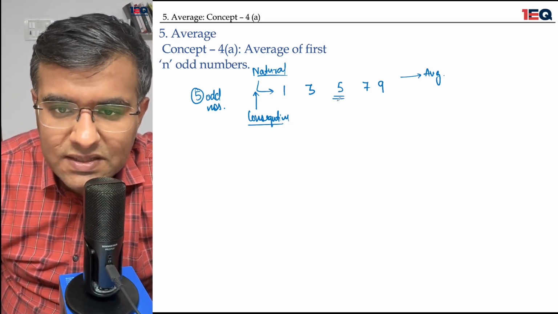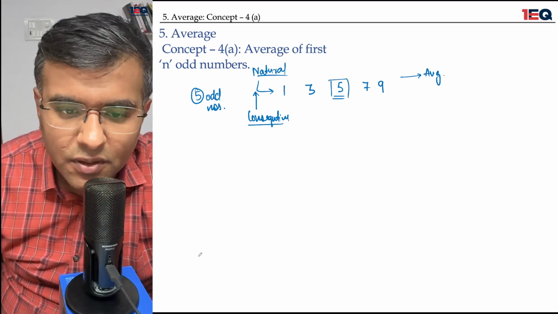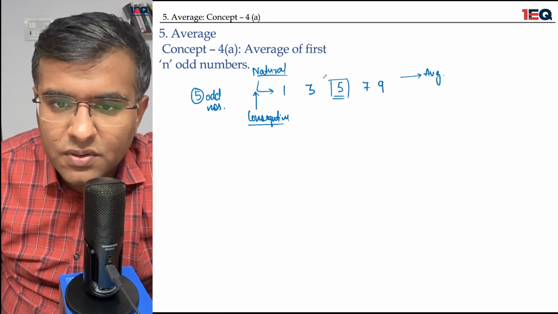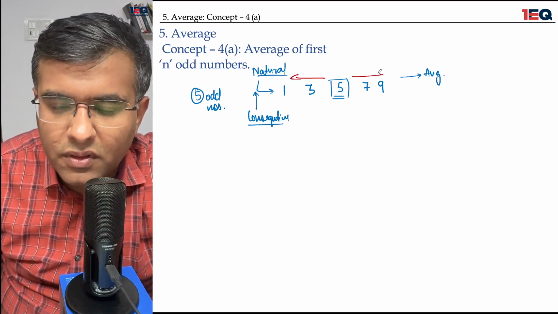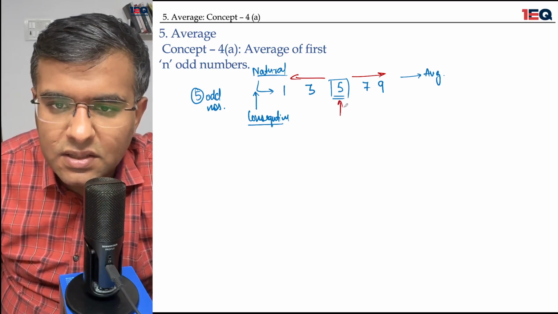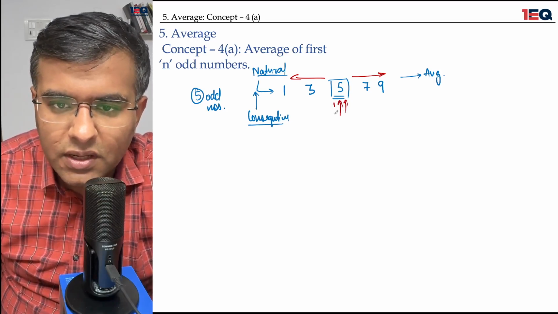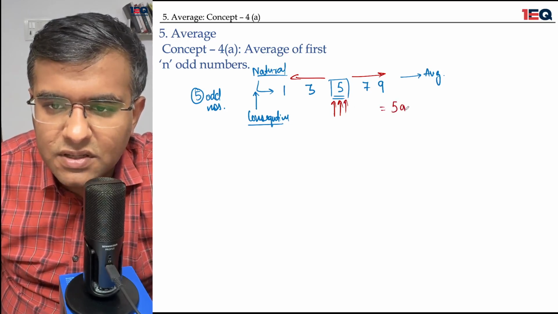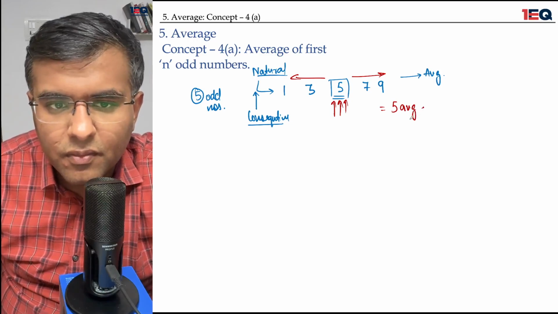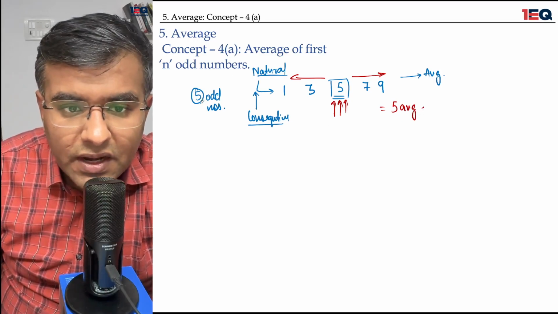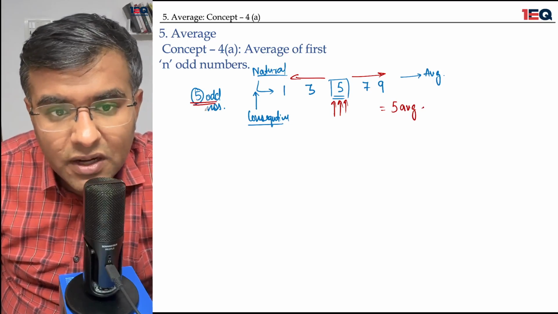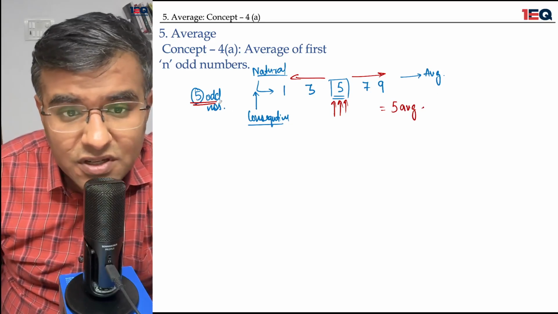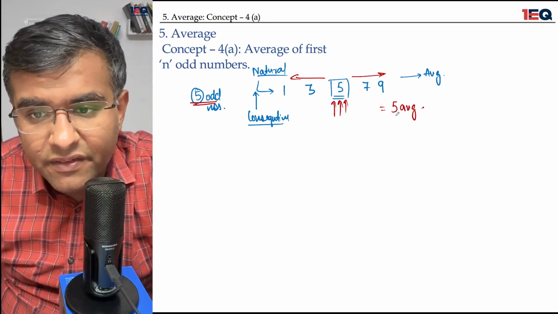So you can easily see that the central number is over here. Why can you see that the central number is here? Because on the left we have 2, on the right we have 2, and here is the central point. So I can easily say that the average is 5. If you see, I started with the point that I need to find out the average of the first 5 odd numbers. Okay, when I say first 5 odd numbers, I get the average as 5.